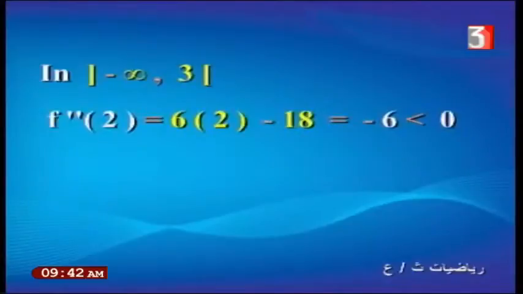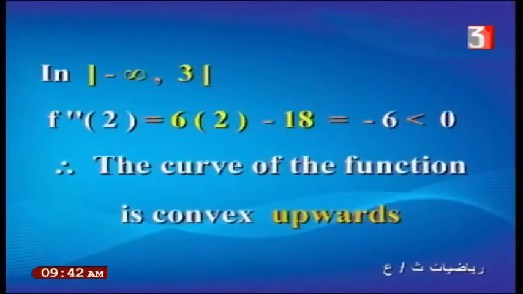In the open interval negative infinity and 3, f''(2) equals 6 multiply 2 minus 18. We substitute in f''(x). Then f''(2) equals negative 6, which is smaller than 0. Then the curve of the function is convex upwards. When f'' equals a negative value, then the curve of the function is convex upwards.